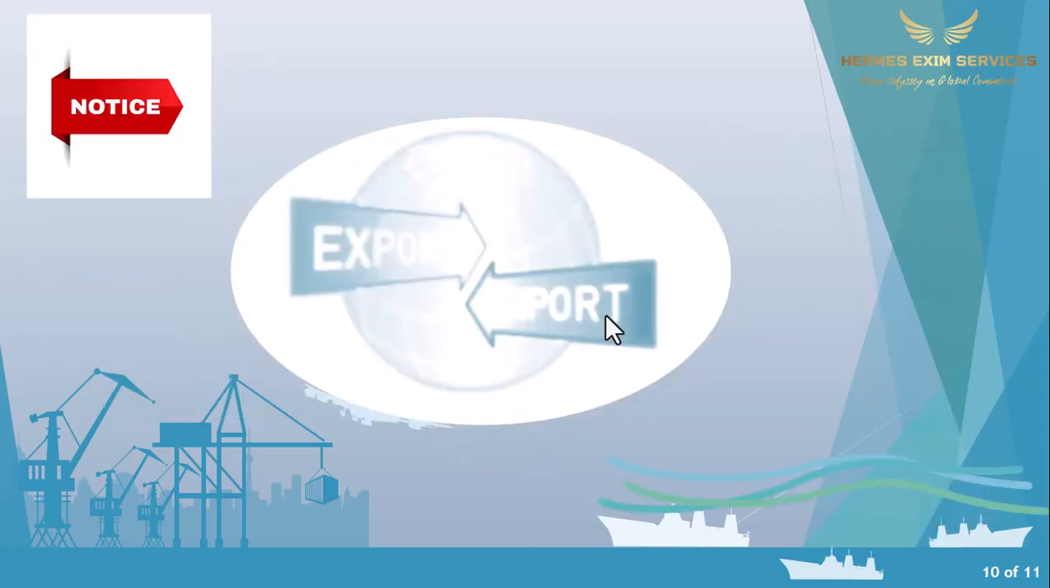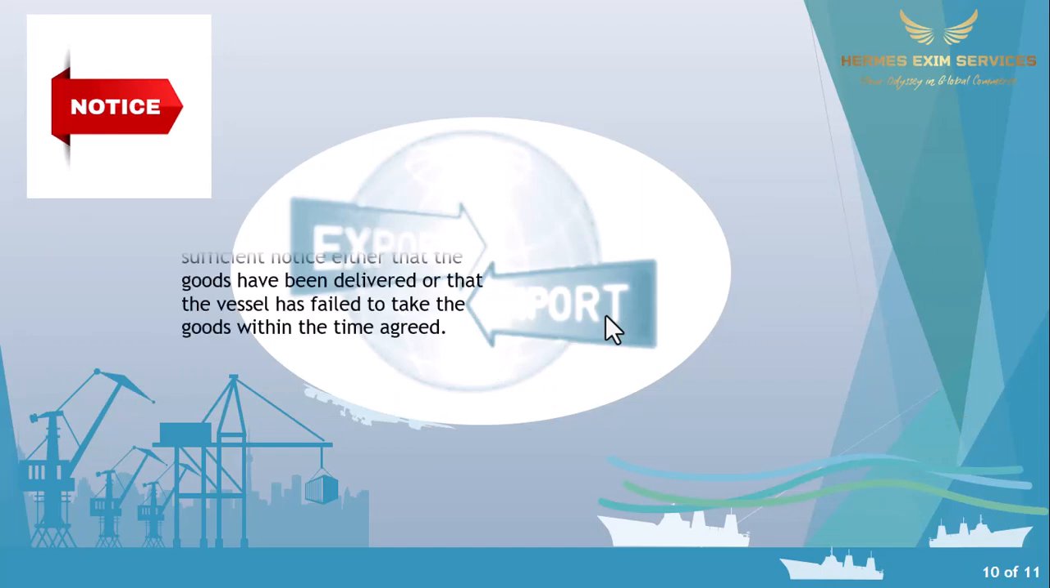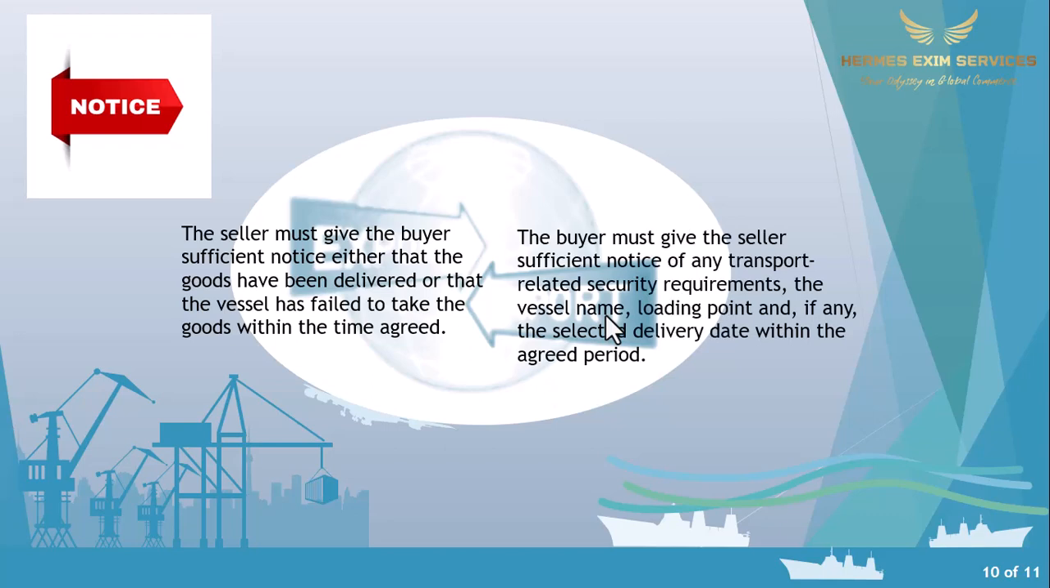Trading under FOB, the seller must give the buyer sufficient notice either that the goods have been delivered or that the vessel has failed to take the goods within the time agreed. The buyer must give the seller sufficient notice of any transport-related security requirements, the vessel name, loading point, and if any, the selected delivery date within the agreed period.